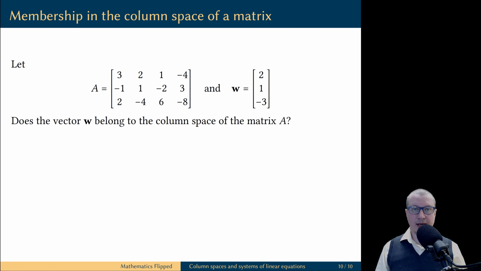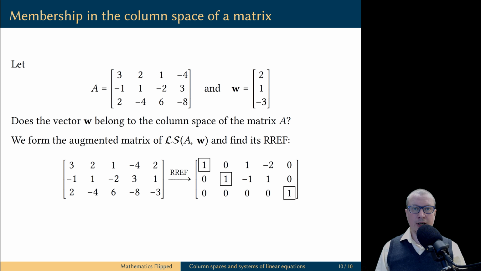Let's do it again. Same matrix A, but different vector w. Does this vector belong to the column space of A? We know how to proceed. We construct a linear system with the given matrix A as the coefficient matrix and the vector in question as the vector of constants. We construct the augmented matrix of this linear system and we reduce it. In this case, we see that in the reduced matrix, the last column is a pivot column. This means this linear system is inconsistent, and therefore we conclude that this vector w does not belong to the column space of the matrix A.